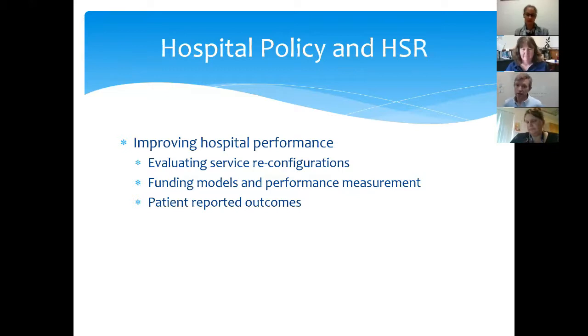The three linked examples I'm going to talk about all have the same objective of improving hospital performance, but slightly different approaches. First, how do we evaluate the effectiveness of service reconfigurations with a view to informing continuous improvement where required? Second, funding models, a really key area of policy with respect to hospital performance. And then I'll finish with a discussion around patient-reported outcome measures, which I'm sure everyone has heard a lot about, and we're really just waiting to see what impact they're going to have, if any.